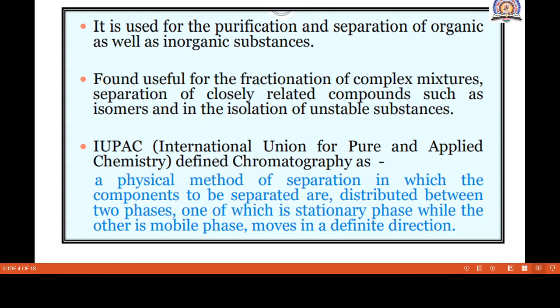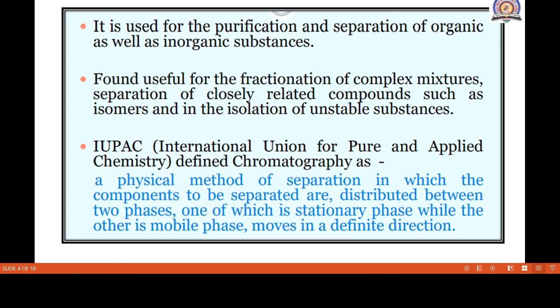Here, isomers means what? Same molecular formula but different structural arrangement. These are called isomers. So such isomers are also separated by using this chromatographic technique.